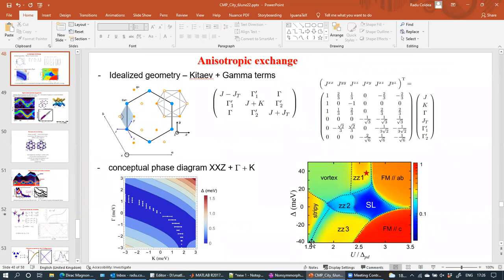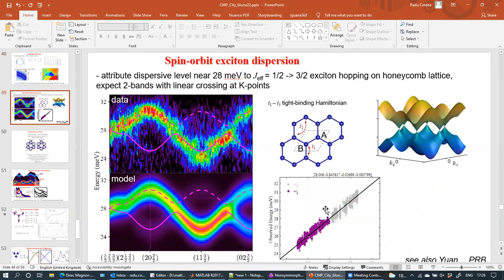So this is some mapping to this extended JK and so on. Yes, yes, I believe we have.